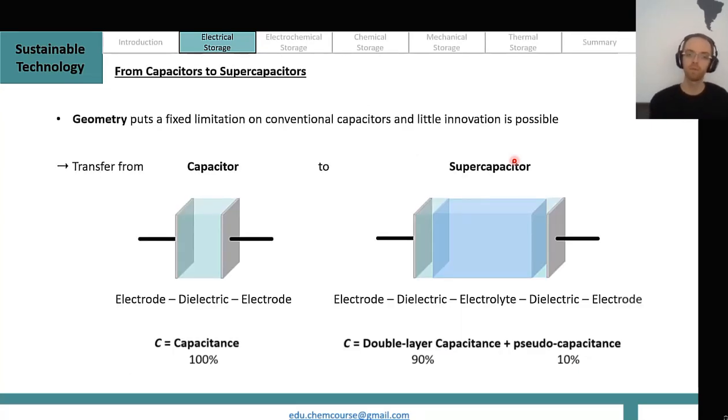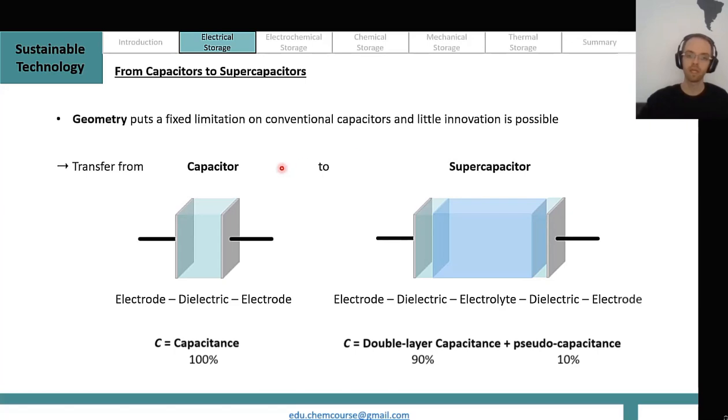Going from the concept of a capacitor to a supercapacitor will have certain advantages. And I would first of all like to introduce what a supercapacitor actually does compared to one of these conventional capacitors. The geometry of the capacitor, as we've already seen, puts a very fixed limitation on conventional capacitors, and there's very little innovation possible. You've seen that you can play around a bit with the size of the electrodes, the distance between them, and with the media in between. But other than that, there's not really much room to play around.